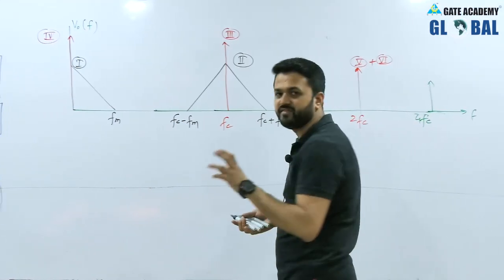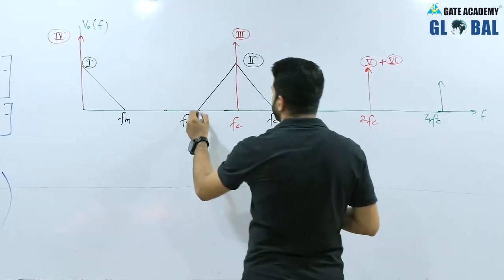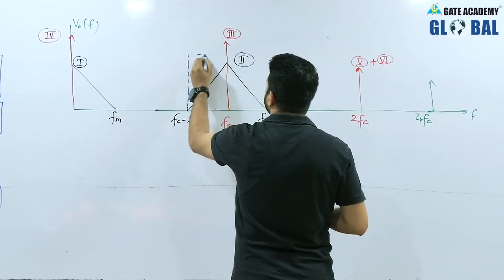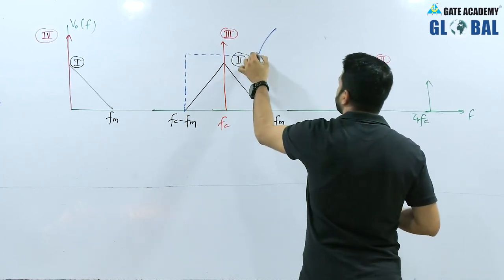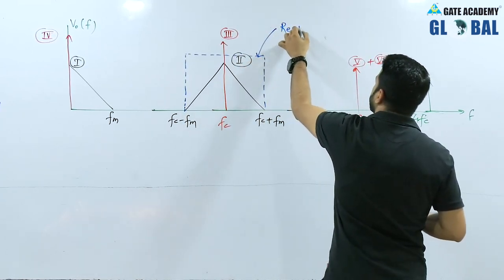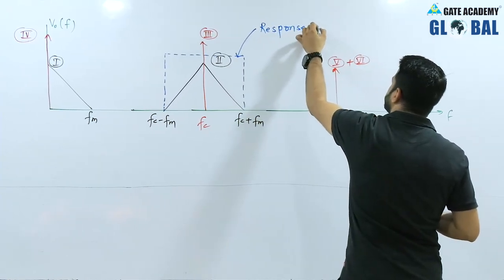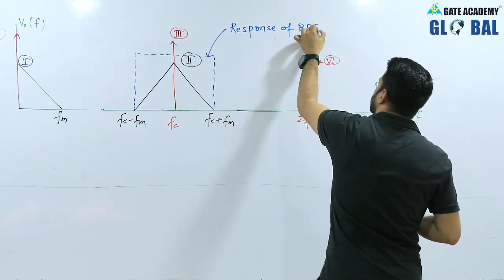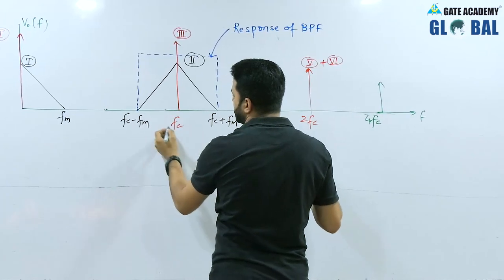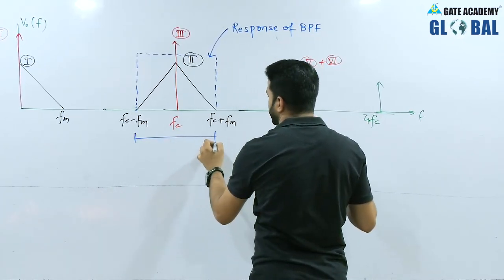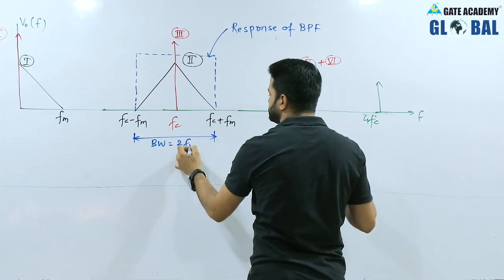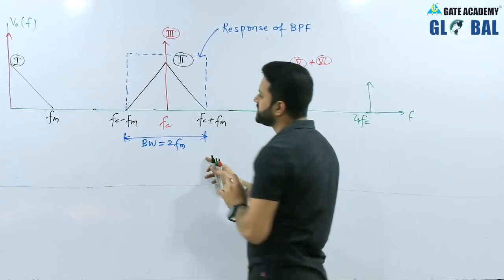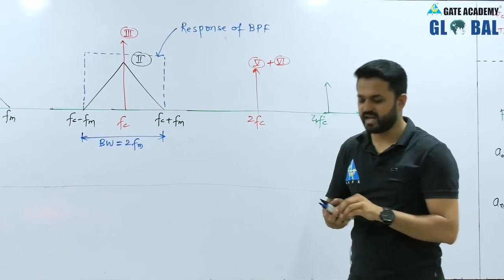Now we have the band pass filter. It is centered at f_c and has bandwidth 2f_m. This is the response of our band pass filter, centered at f_c with bandwidth 2f_m. So in this way we can generate an AM signal.